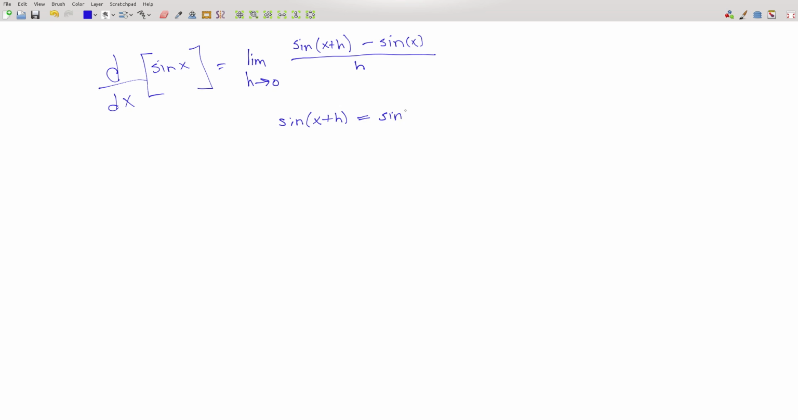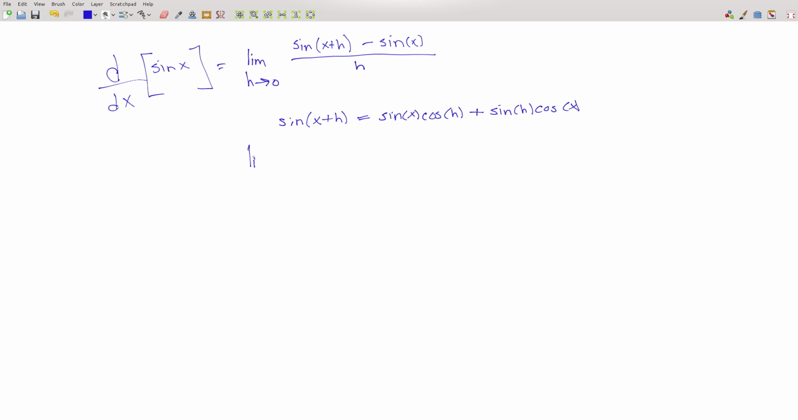sine of x times the cosine of h plus the sine of h times the cosine of x. This was called the sum of angles formula for the sine function. So now we're going to replace this sine of x plus h with this expression in a substitution.